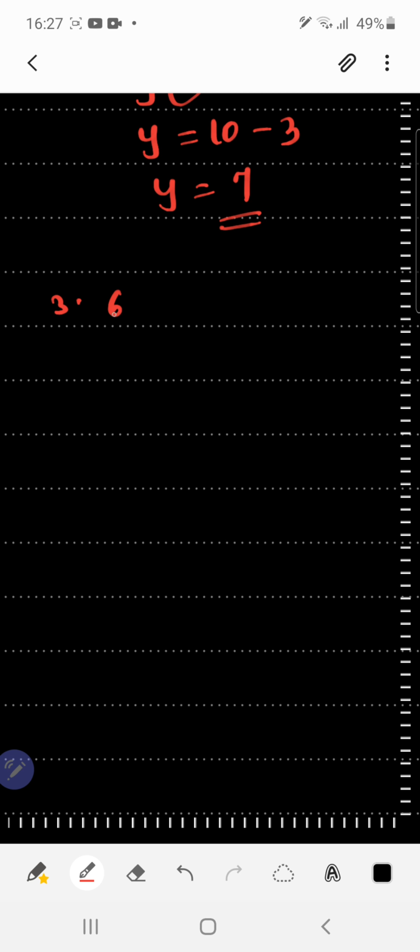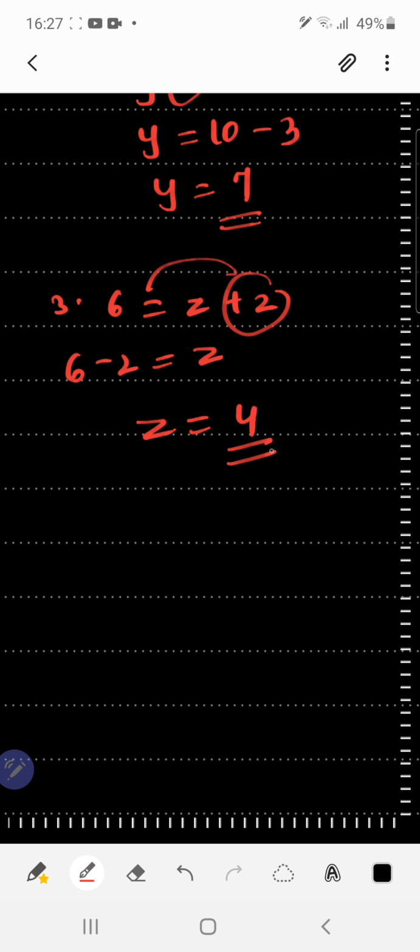Number 3, it is 6 is equal to z plus 2. I'll keep my z here, 6 here. This plus 2 will be taken here, so it will be minus 2. So z is equal to 4.